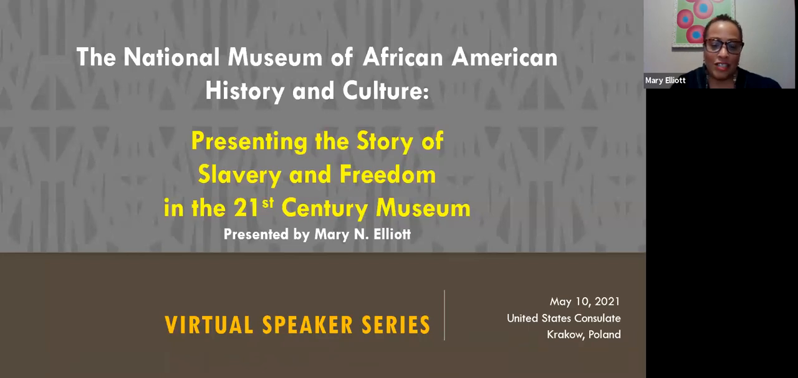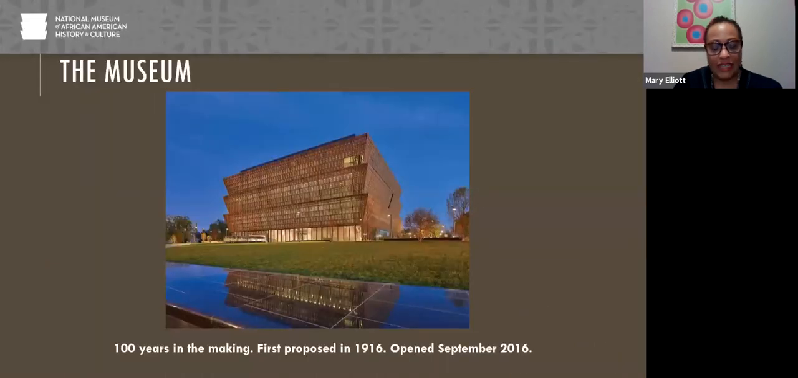I just want to share with you today a little bit about creating the Slavery and Freedom exhibition in the 21st Century Museum. So really what we did to think about how we talk about slavery and freedom, particularly when we opened the museum in 2016. This is the National Museum of African American History and Culture. It is the 19th museum in the collection of the Smithsonian Institution.